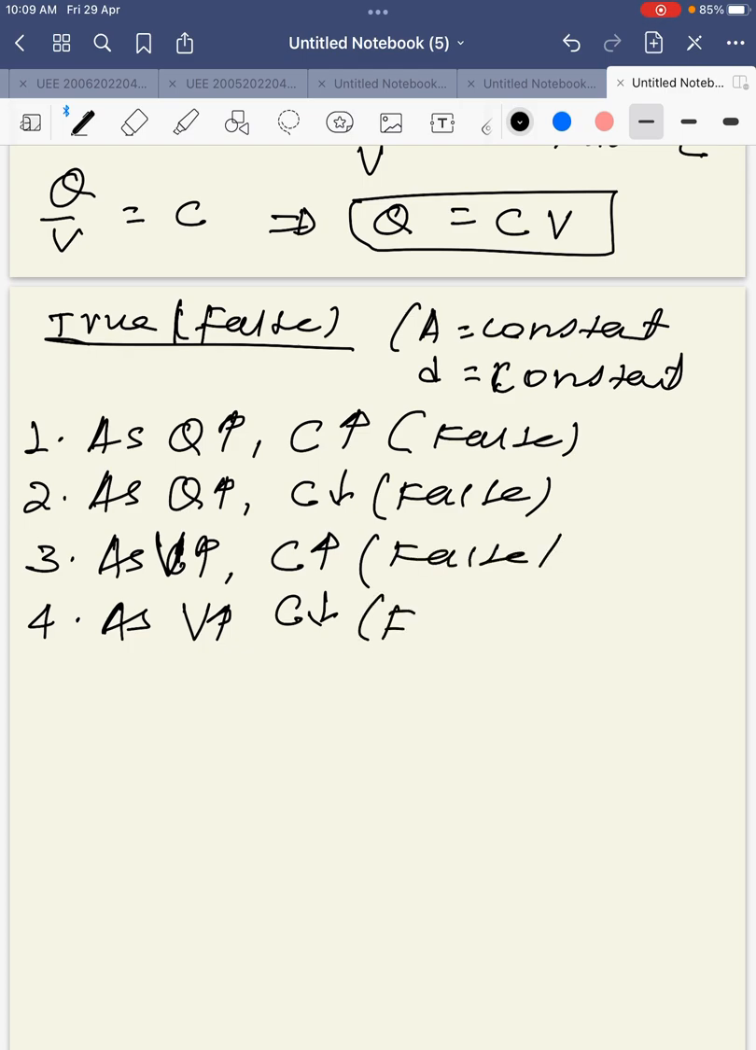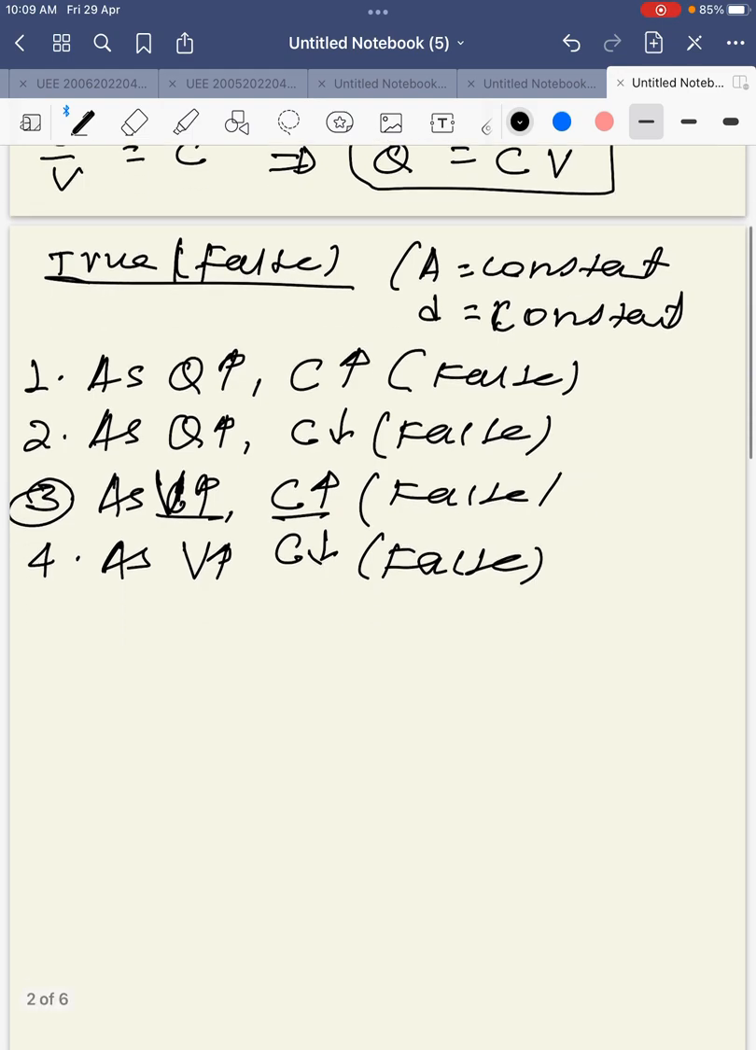False, false. Let's go back to our analog. Question number 3. As voltage increases, capacitance increases means as the level of water in the 20-liter container increases, the ability of that 20-liter container also increases. That is nonsense. It does not make sense. Therefore, the capacity of the container is independent of the level of water in the container. The same is true here.